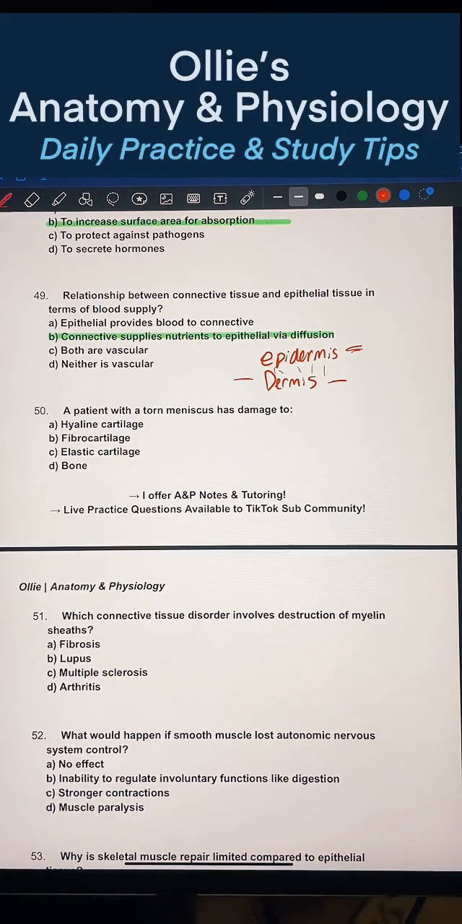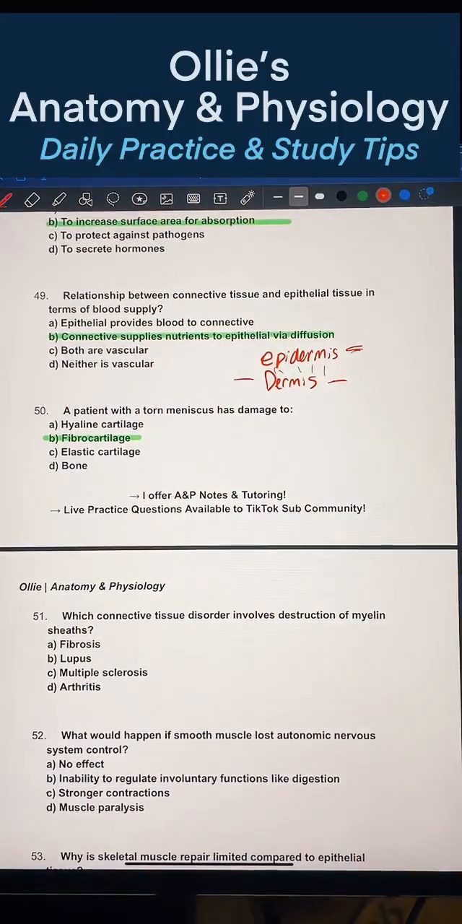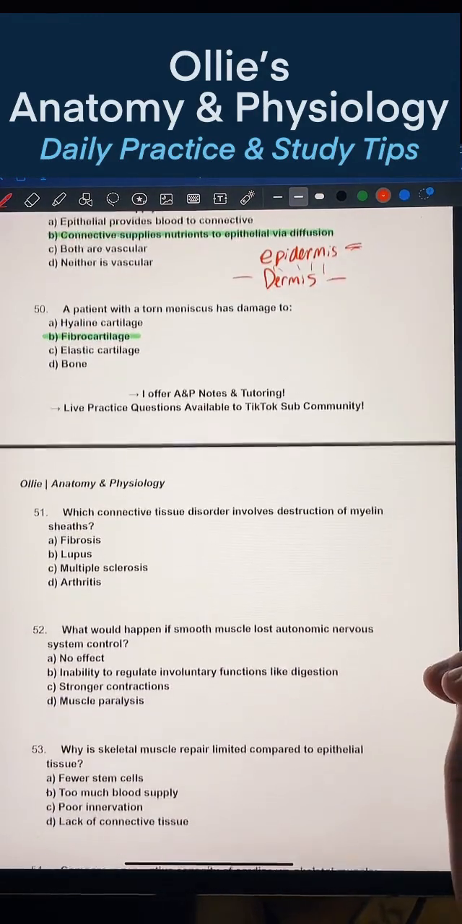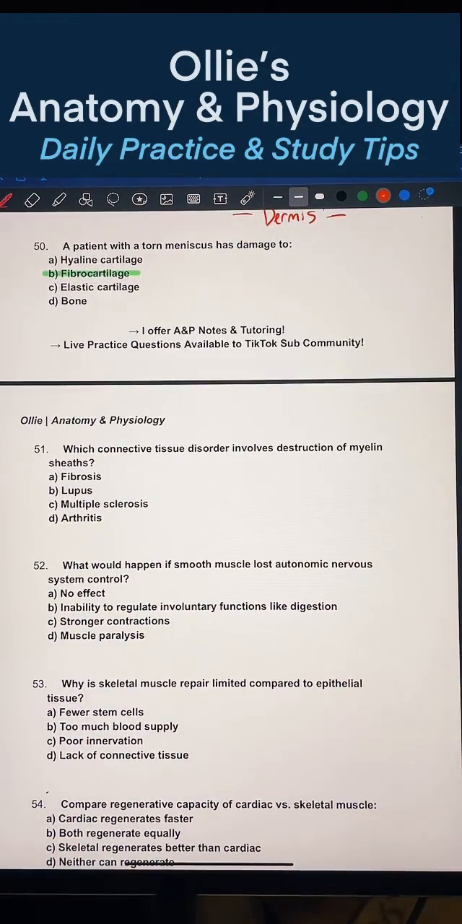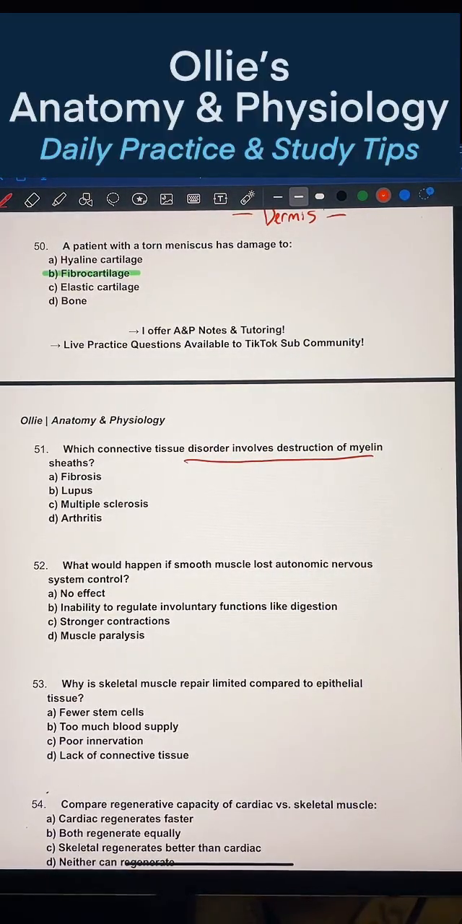Number 50, the answer is B, it is fibrocartilage. The meniscus is fibrocartilage. It's going to be there to support absorbing shock. Number 51, what connective tissue disorder involves destruction of the myelin sheaths? A, B, C, or D? What do you guys think for this one?